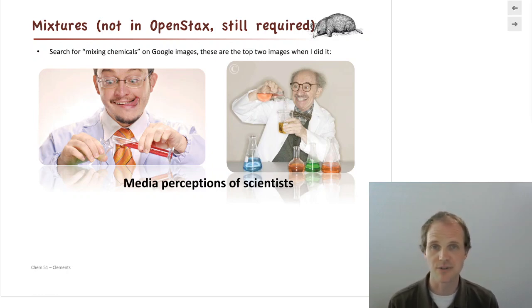It is in other textbooks, so if you're looking for other resources, there's plenty of resources for it. For whatever reason, they decided not to include it in OpenStax.